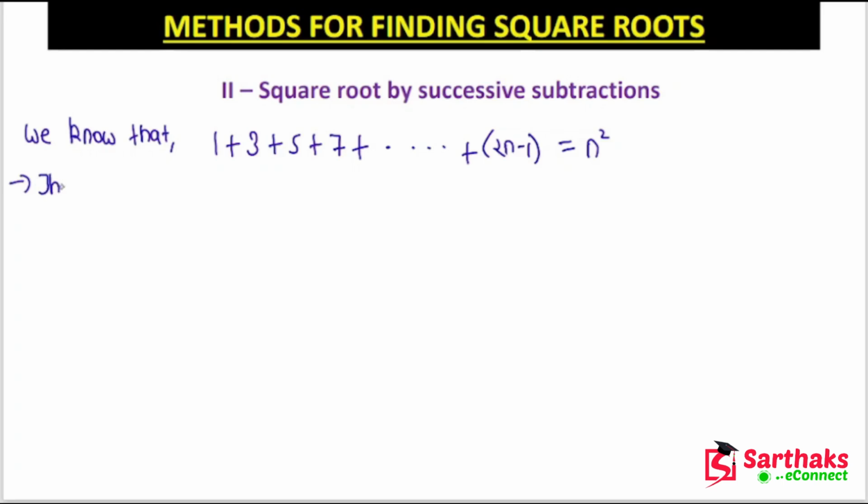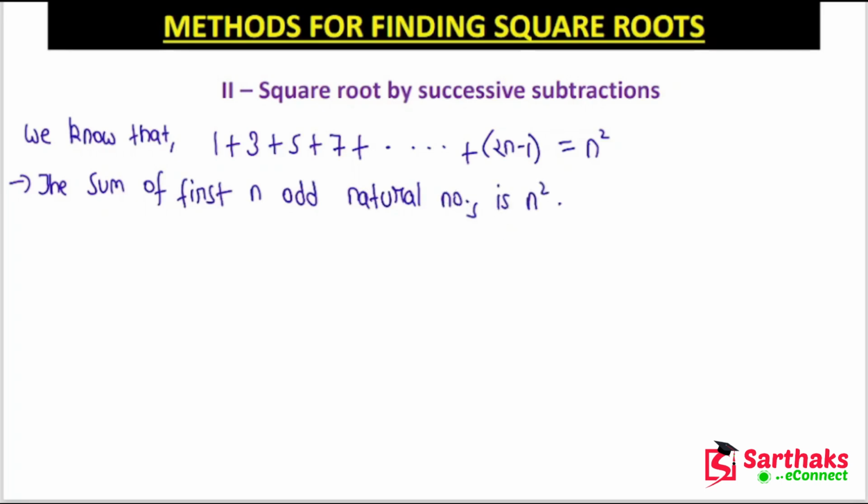So I can write, we have already seen this property, that the sum of first n odd natural numbers is n square.